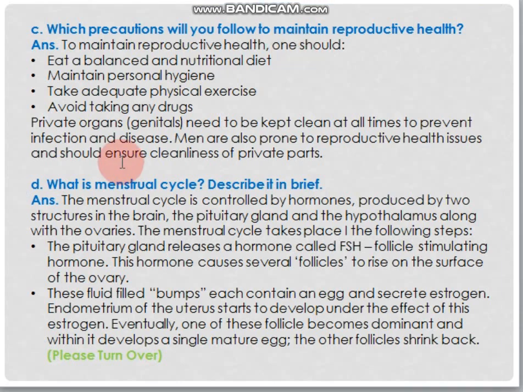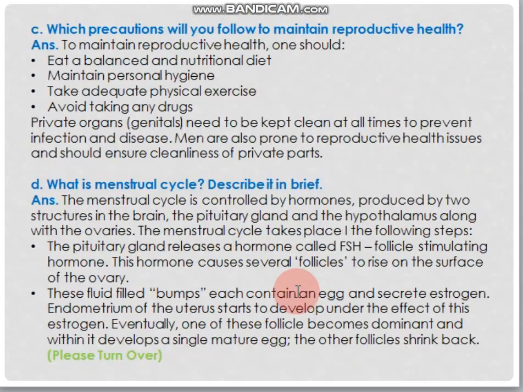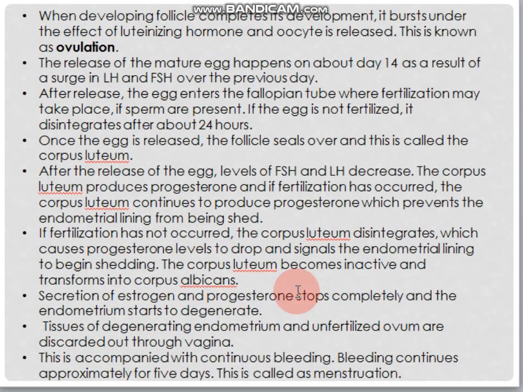Okay, then here we have what is menstrual cycle. It's a little long answer because the cycle is also long. If you write detailed answers, you'll get good marks. I've given you some detailed explanations. Okay, so it starts here. The menstrual cycle is controlled by hormones, and then it's continued in the next page here. This entire page, together you will get the answer for what is a menstrual cycle.